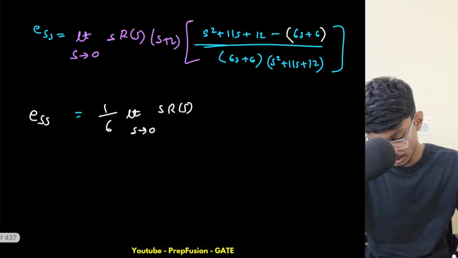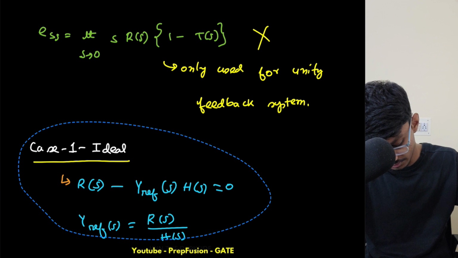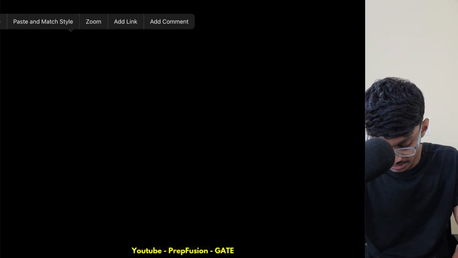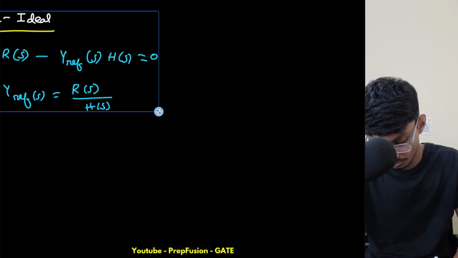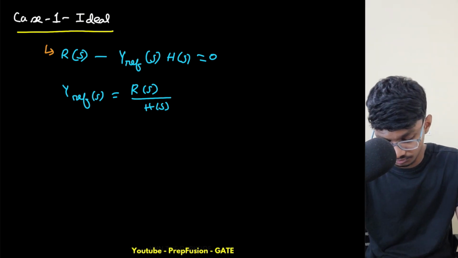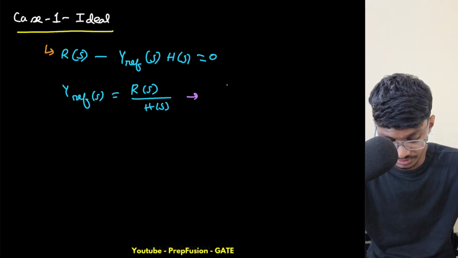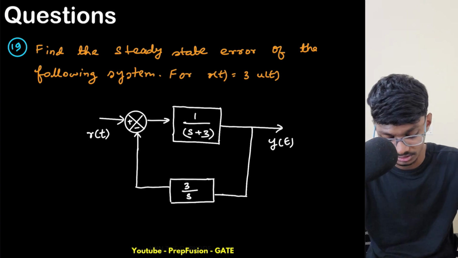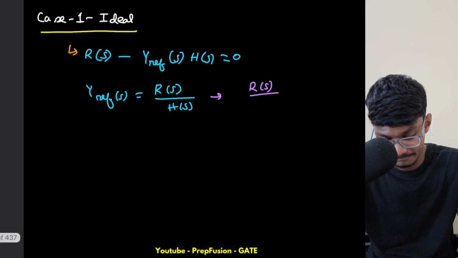Again, I will use the same thing. I can do copy paste, but you shouldn't. So what I will do, I will do the same thing, let's copy this one. I will consider case 1 as the ideal case. So what will be my y reference of s? My y reference of s will be simply R of s, like input is given 3 ut, and this is my y reference of s. R of s by H of s.